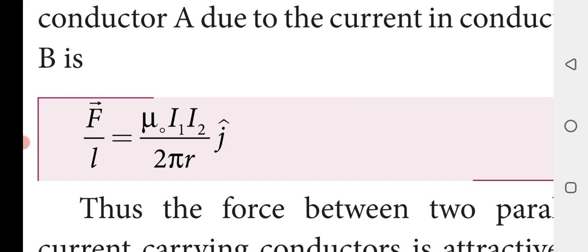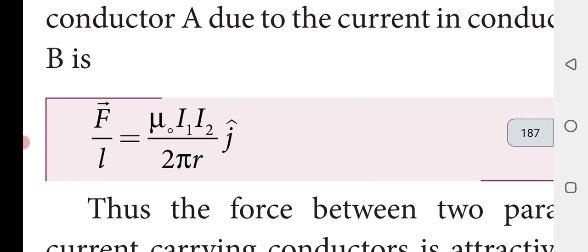So what is the difference between the two conductors? The magnitudes of the force are the same but the directions are different. So the force of attraction is there: one force is towards conductor B and the other force is towards conductor A. That is the attractive force between the two current carrying conductors when the currents are in the same direction. So this is the final value of force between the two parallel current carrying conductors.